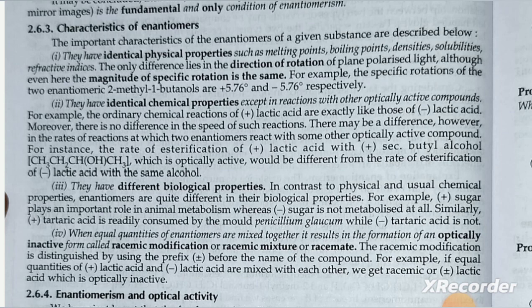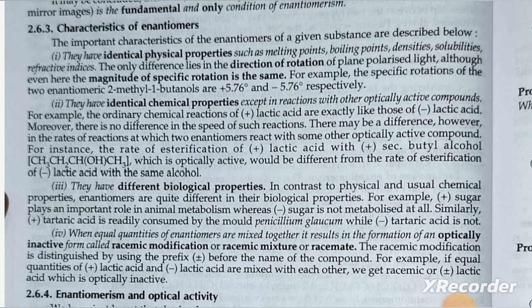Second, they have identical chemical properties except in reactions with other optically active compounds. For example, the ordinary chemical reactions of plus lactic acid are exactly like those of minus lactic acid. Moreover, there is no difference in the speed of such reactions. There may be a difference, however, in the rate of reaction at which the two enantiomers react with some other optically active compound. For instance, the rate of esterification of plus lactic acid with plus secondary butyl alcohol, which is optically active, would be different from the rate of esterification of minus lactic acid with the same alcohol.